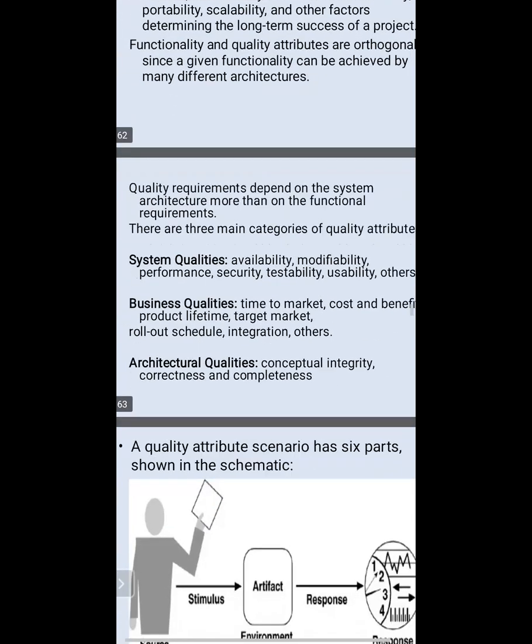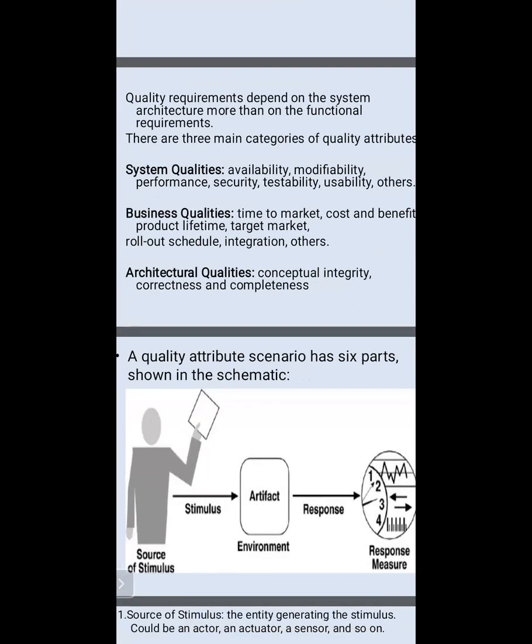Here we consider three types of quality attributes. Please remember this topic, as it is very important from the exam point of view. Explain different types of quality attributes. Here we consider system qualities, business qualities, and another one is the architectural qualities. I think the names are self-explanatory.